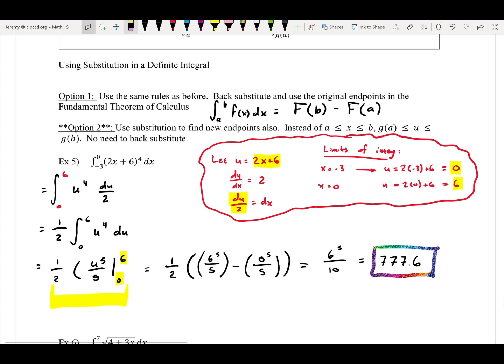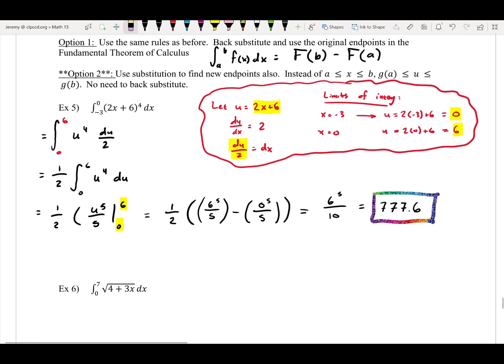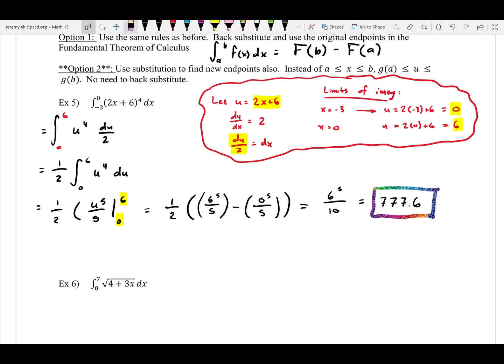Okay, so this option 1 is if we don't do this. If we're just left with x equals -3 and x equals 0 as our limits of integration, in that case, we would have to transform this back in terms of x, and then we would substitute the x values back in. In my opinion, it feels like a little more work. The flow of the problem gets disrupted a little bit. I would much rather transform my limits of integration at the same time that I'm transforming everything else in terms of u.